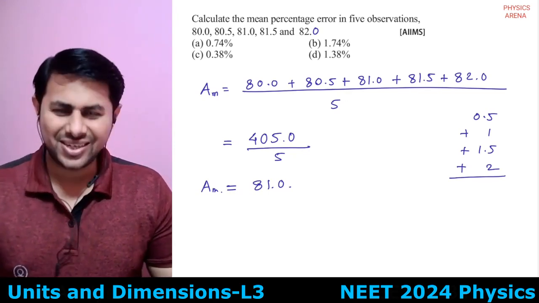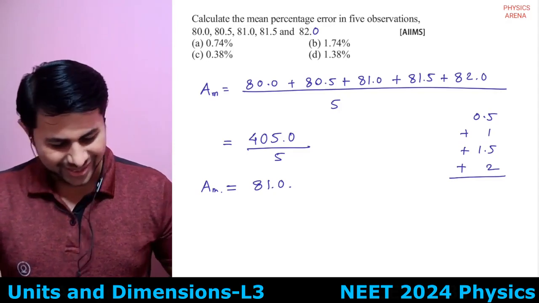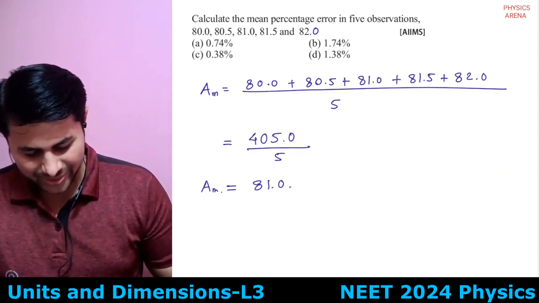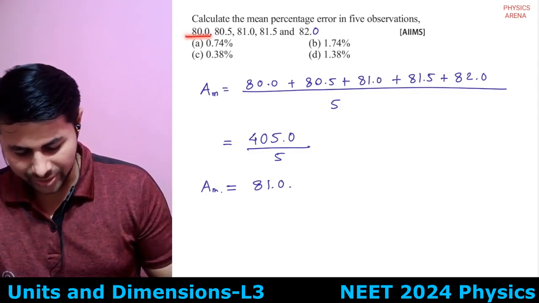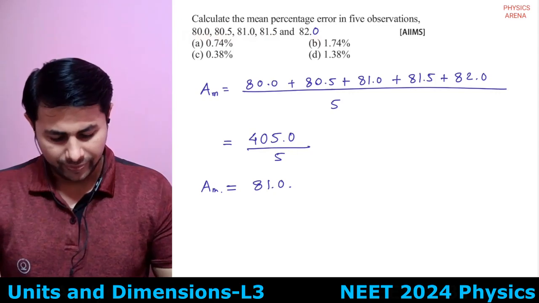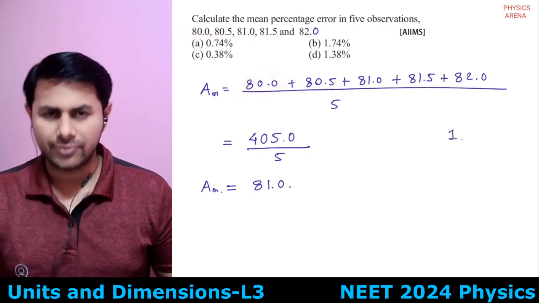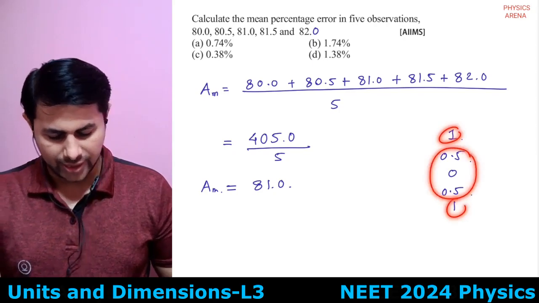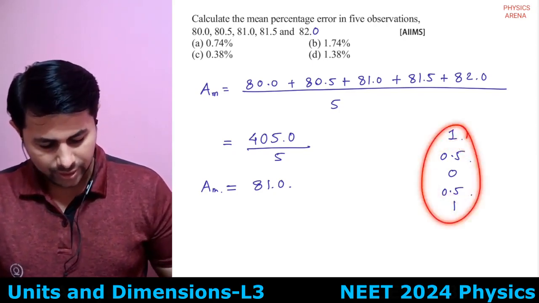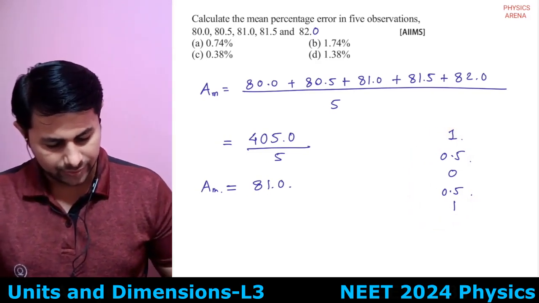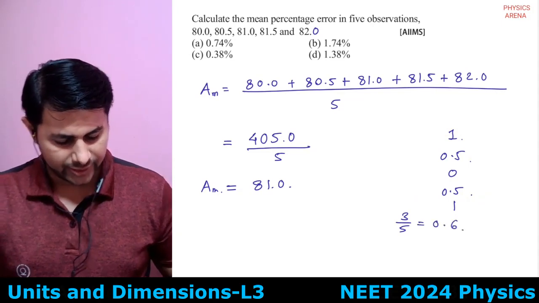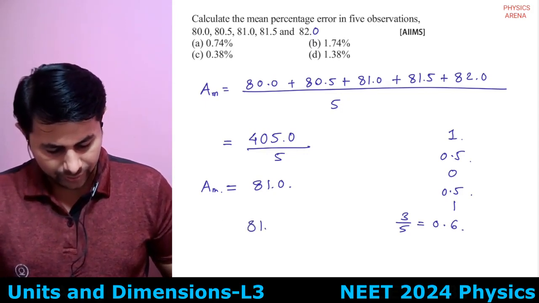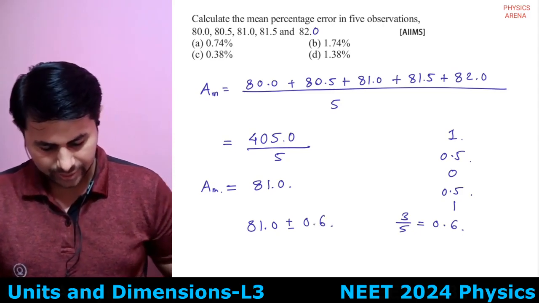After that, I don't tend to calculate very carefully, but you have to. Next, we have to find out the error in all 5 readings. 81 minus 80, so in the first one it is 1. In the second one it is 0.5. So 1 plus 1 is 2, 2 plus 1 is 3. So this will be 3 divided by 5, which is 0.6. So the reading can be written as 81.0 plus minus 0.6.